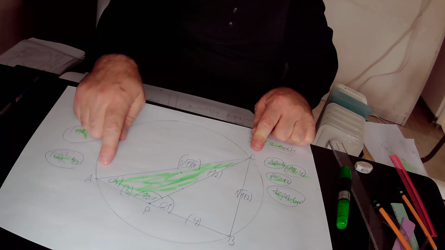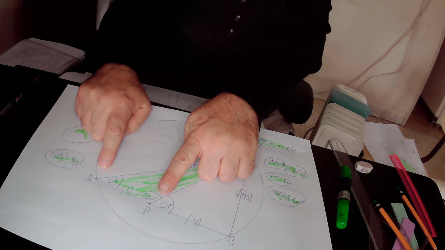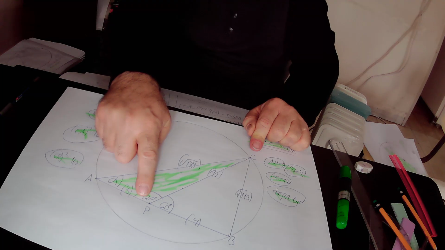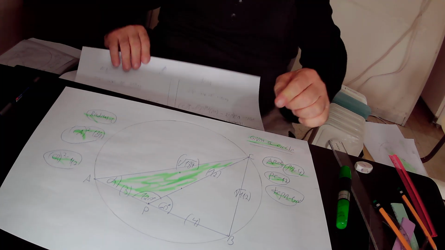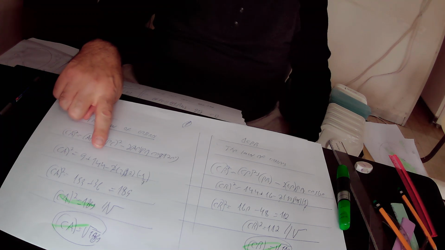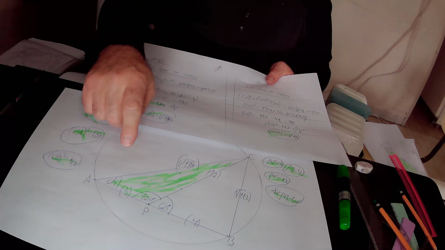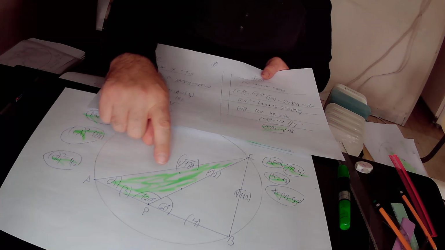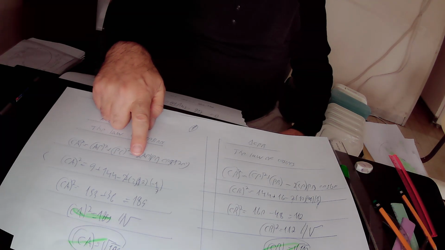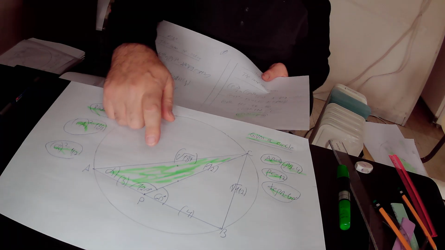So CA squared equals AP squared. AP is 3, therefore AP squared is 3 squared, that is 9, plus PC squared. PC is 12, therefore PC squared is 12 squared, that is 144. So in total, CA squared equals 9 plus 144 minus 2 times AP, that is 3, times PC, that is 12. So in total it is minus 2 times 3 times 12 times cosine 120 degrees. Cosine 120 degrees is negative 1 half.